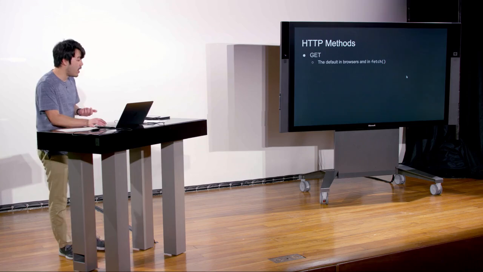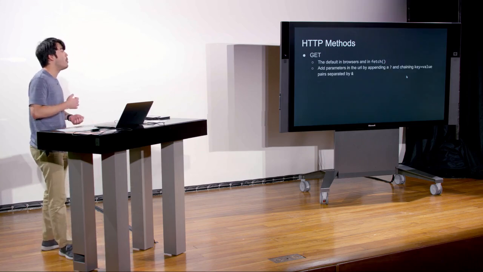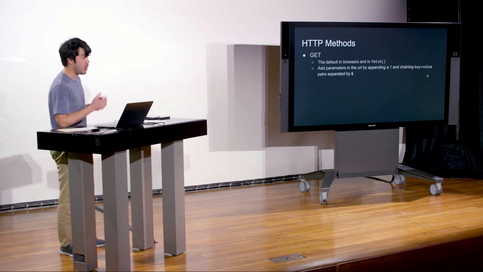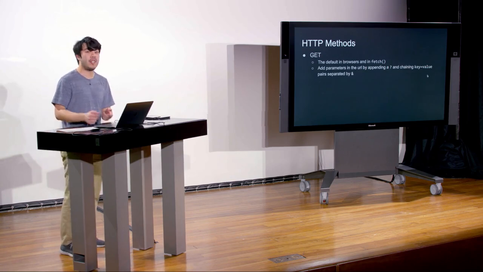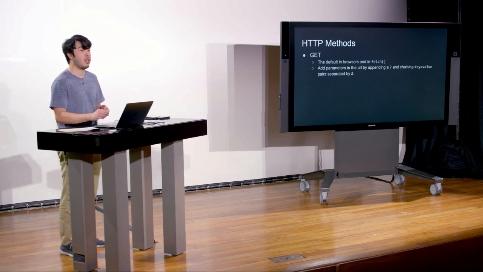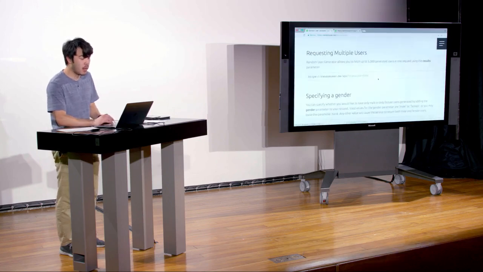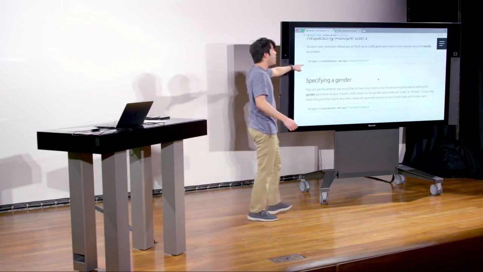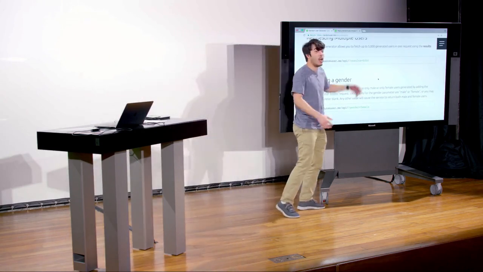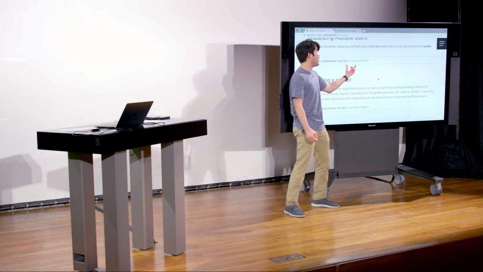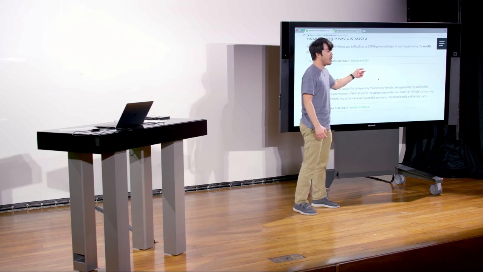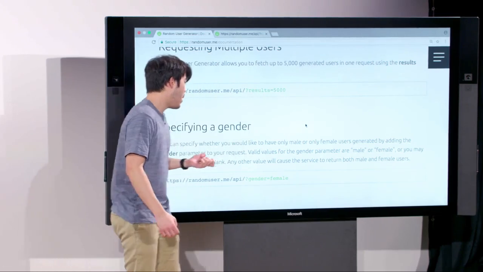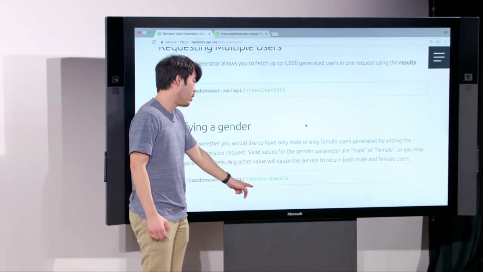And how do we add parameters to the GET request? Well, we do that by appending a question mark and chaining key value pairs by doing key equals value. And we separate them by this ampersand. And so if you remember earlier when we were talking about this API, we see a question mark here, which means here comes some additional parameters. And we see key value pairs separated by an equal sign. And so the key here is results. And how many do we want? Well, we want 5,000. And down here, we could also have a separate parameter called gender, for example female.